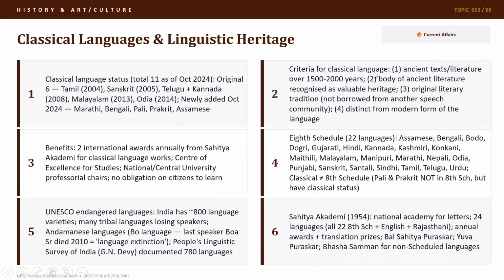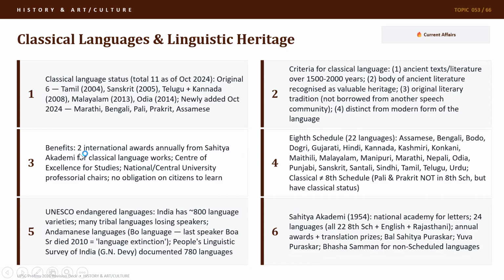Then what is the criteria for classical language? It should have ancient texts and literature for over 1500 to 2000 years. It should have a body of ancient literature recognized as valuable heritage, an original literary tradition not borrowed from any other speech or community, and distinct from the modern form of the language. So these are the 4 very important criteria for any classical language. One should know all of these again as a part of static and conceptually.